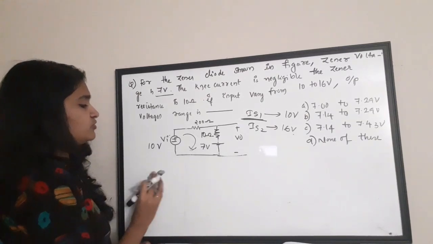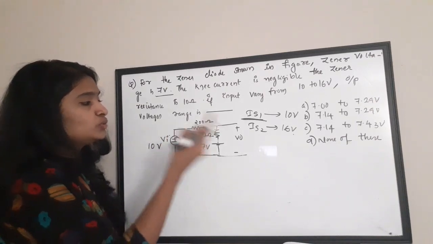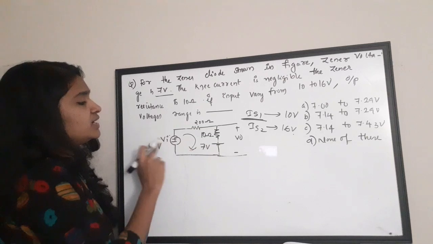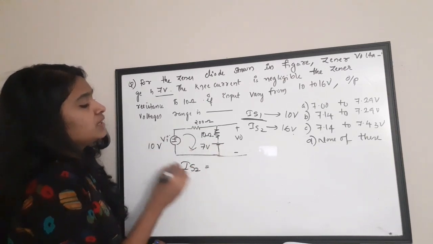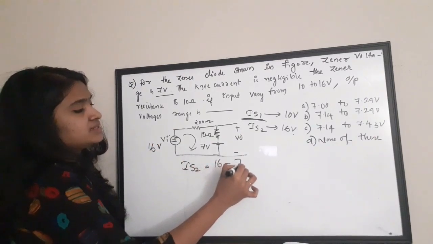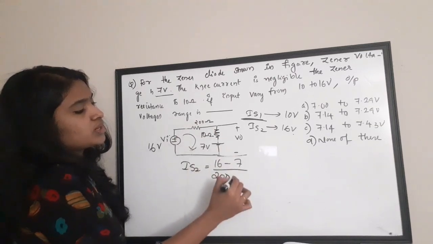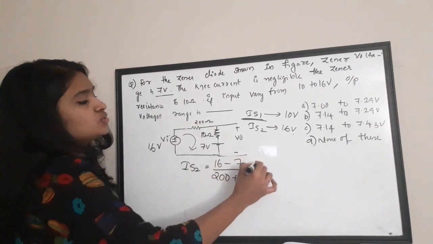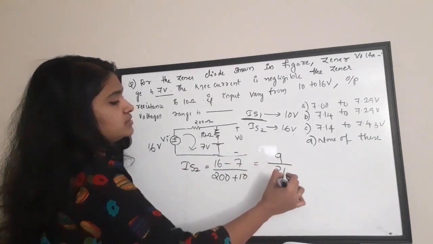For that, I am going to first calculate IS2, or the current in this loop when Vi is applied as 16 volt. So IS2 is equal to, now I am going to apply 16. 16 minus 7 by total resistance, which is a series connection, so 200 plus 10 again. So 16 minus 7 is 9 by 210.